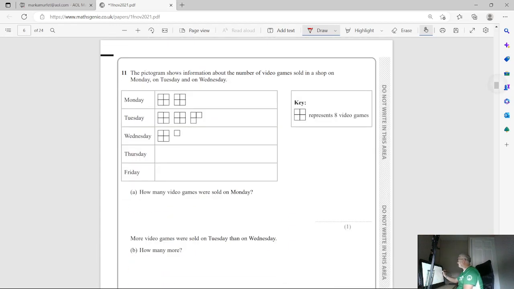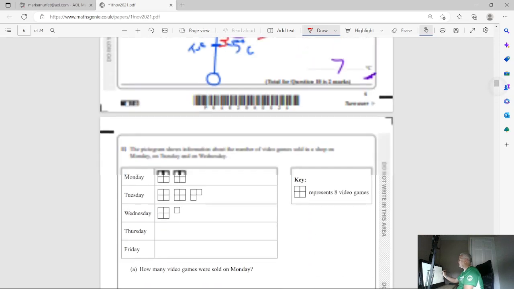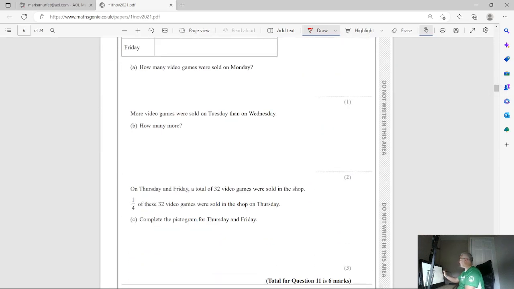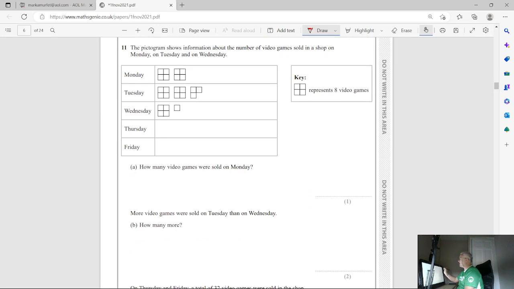Okay, question 11. The pictogram shows information about the number of video games sold in a shop on Monday, on Tuesday, and on Wednesday. So the first thing we're looking at is this key over here. It's really important. So we can see that these 4 squares represent 8 video games.